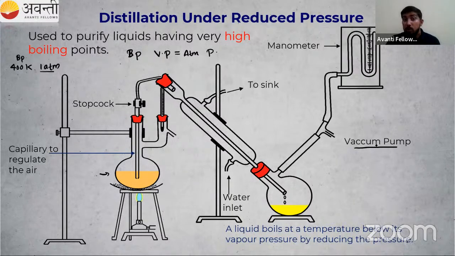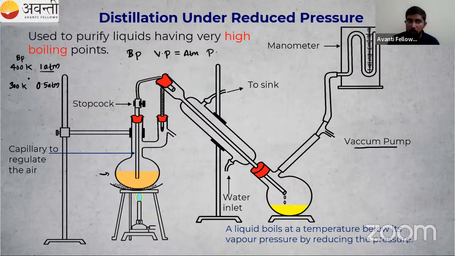So here I'm using a vacuum pump, so I am reducing the external pressure. Suppose here I have 0.5 atm, that is the external pressure. Boiling point means vapor pressure equal to external pressure. So pressure is decreasing, and I can say this will boil at 300 Kelvin. If I allow it to reach 400 Kelvin, before reaching 400, it will be decomposed.